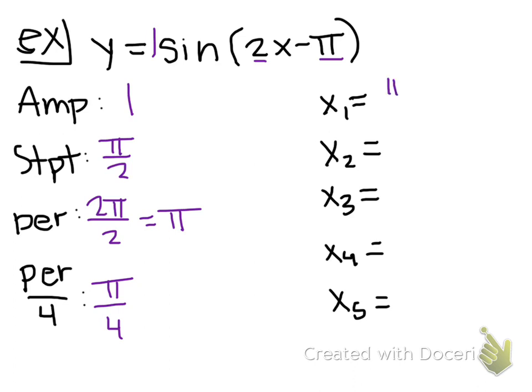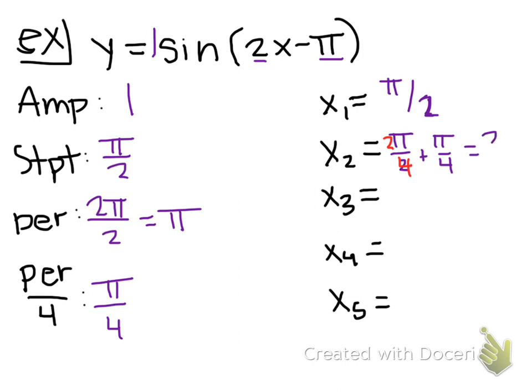My starting point is pi over 2. And now, each time, we are adding a distance of pi over 4. So for my x2 value, I'm taking pi over 2, and I have to add a pi over 4. So to get common denominators, we need to change that first fraction to have a denominator of 4, so I can change this to be 2 pi over 4. So now I have the common denominators.